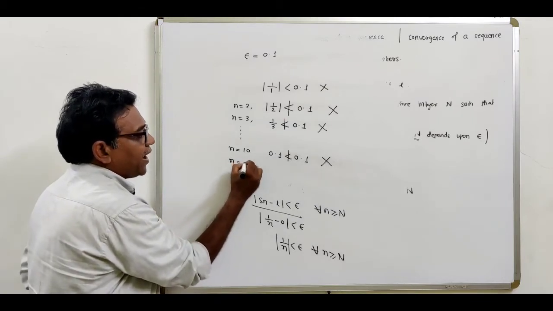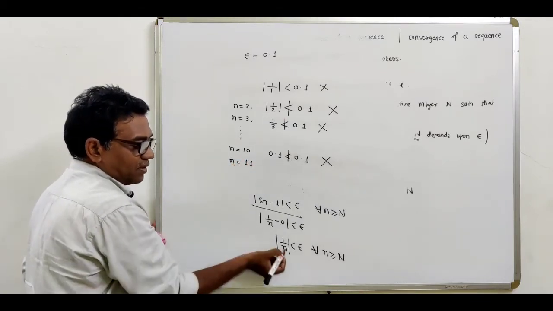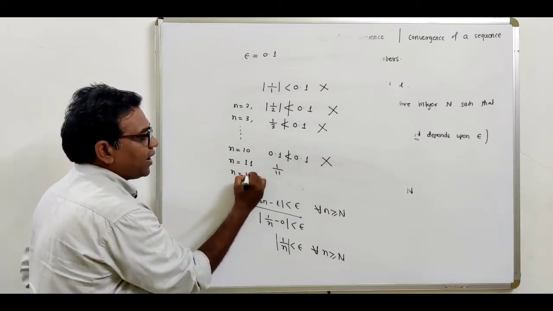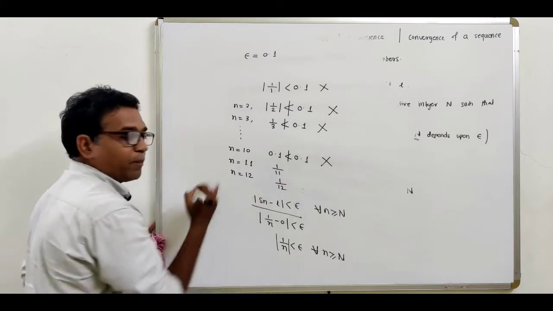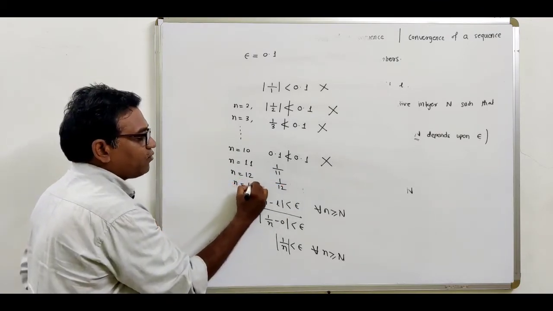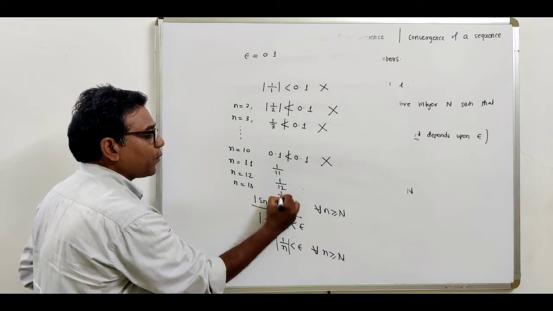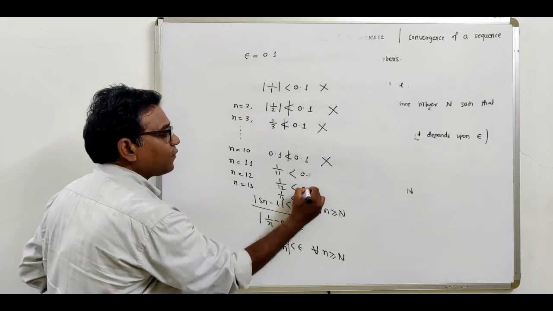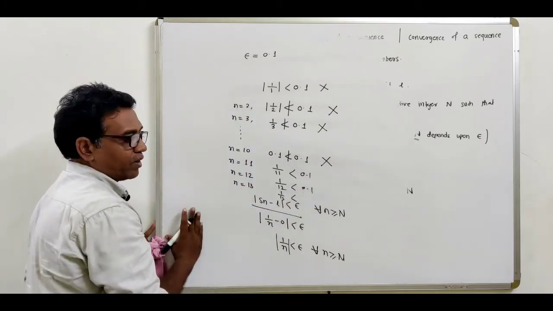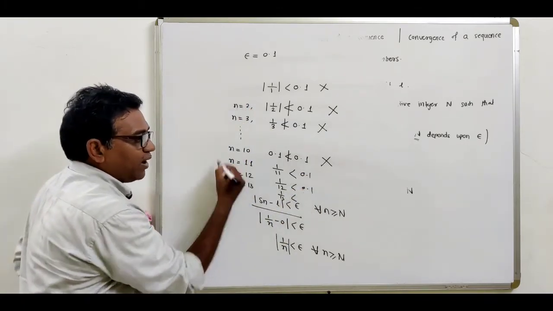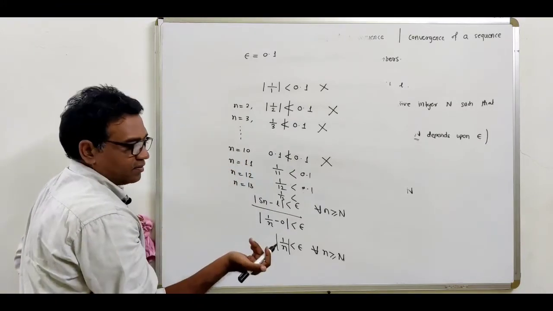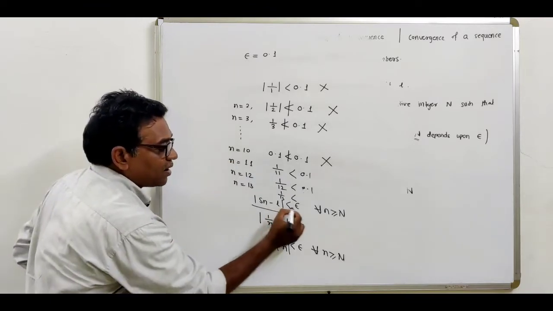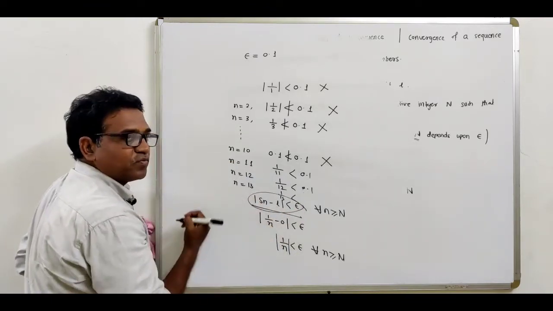Now suppose we take n equal to 11. Then what is the left hand side? It is 1 upon 11. If we take n equal to 12, the left hand side will be 1 upon 12. If we take n equal to 13, it is 1 upon 13. And all these quantities are less than epsilon, that is 0.1. So if we take n equal to 11, 12, 13 and onwards, then the condition of convergence is satisfied.